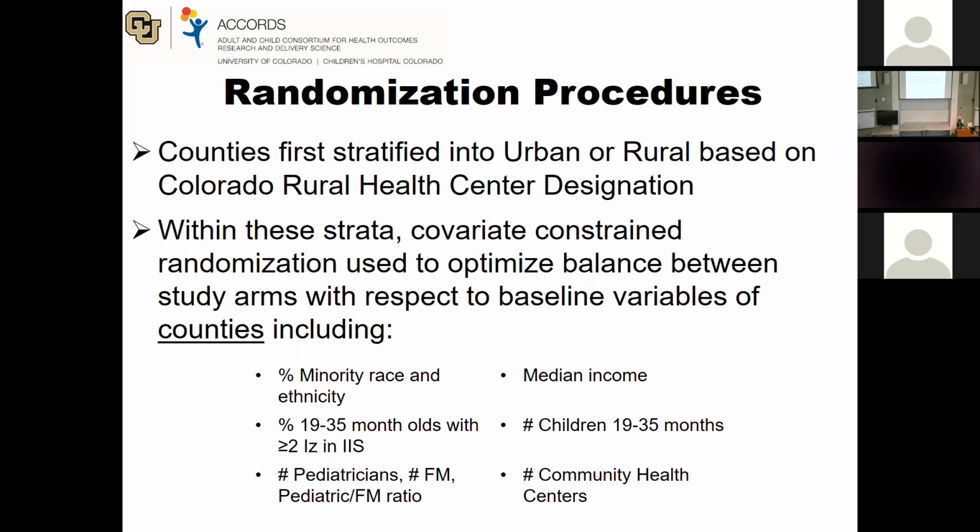And so these were the factors here: race, ethnicity, how many immunizations are in the registry, the subspecialties involved, the kinds of practices involved, median income, the number of children in the county, and community health centers. These are examples of things we thought were very important in terms of balancing. Also, the baseline up-to-date rates.